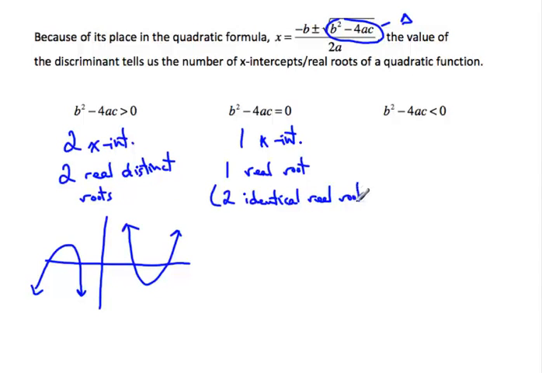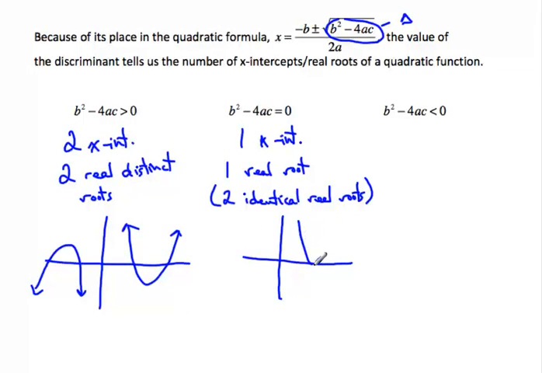Those mean the same thing. It's as if you were taking this parabola and shifting it upwards and watching the two x-intercepts come closer and closer together until, at the point when you had the vertex on the x-axis, they were superimposed. So one real root and two identical real roots mean the same thing.